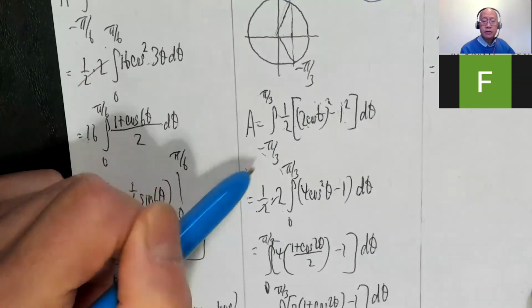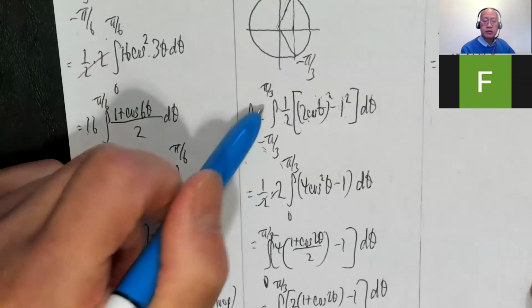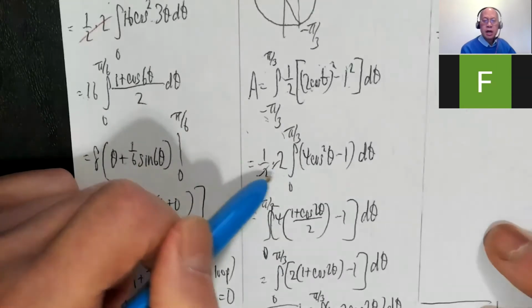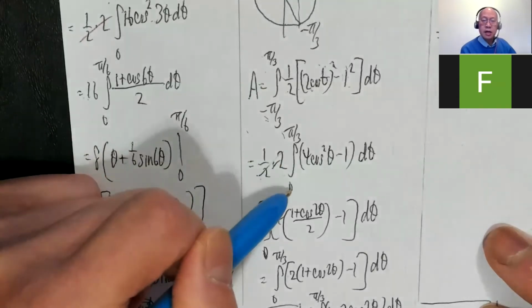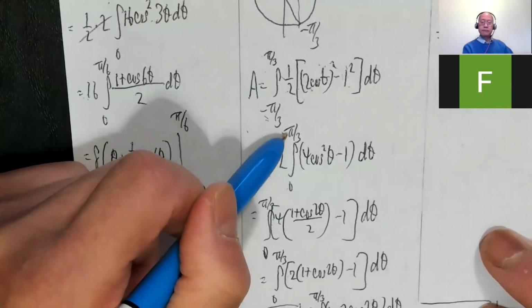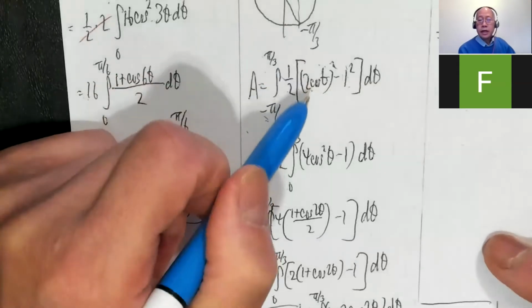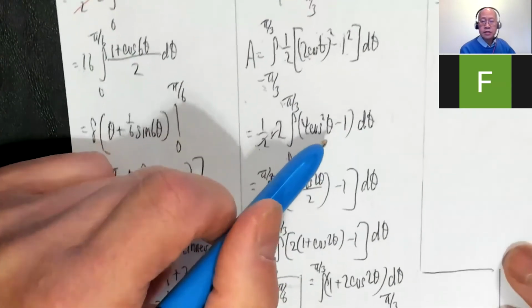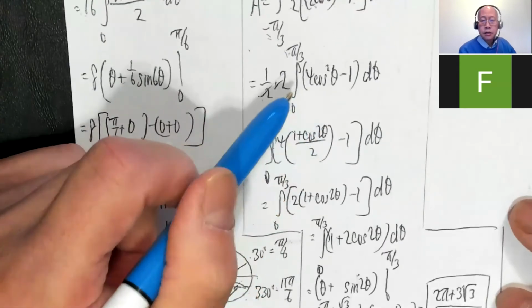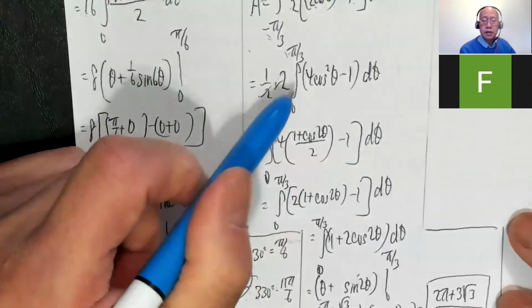You take out the half, and instead of going from -π/3 to π/3 because of symmetry, I'll take a 2 out, which very conveniently cancels this, and go from 0 to π/3. And this thing comes out to be the integral of 4 cosine squared theta minus 1 d theta. Okay. So that pretty much does it.